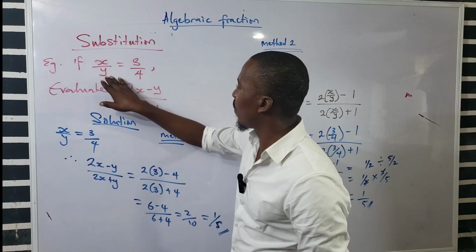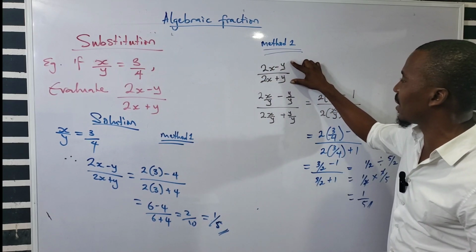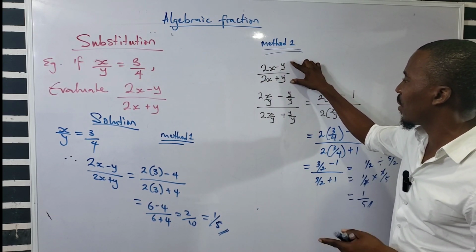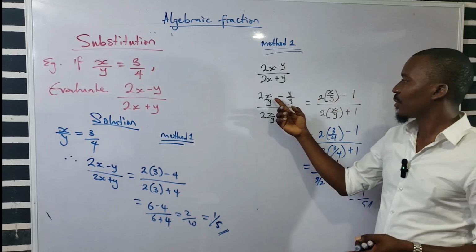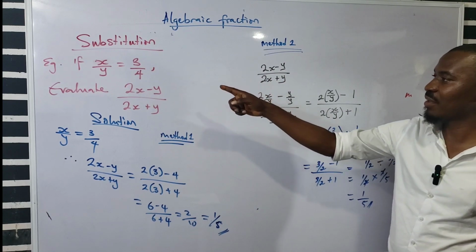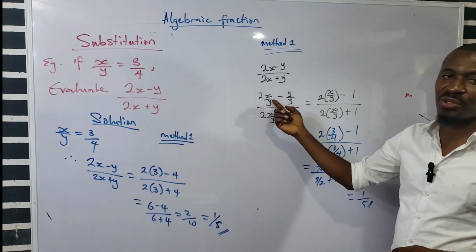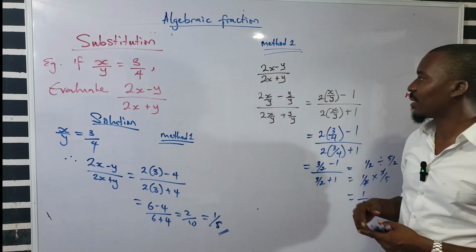I'm given x over y equals 3 over 2, and the problem I'm asked to evaluate is 2x minus y all over 2x plus y. What do I need to do? You have to make sure that the x over y you are given is in your expression, and to achieve that, each of the variables here, I'll divide by y.